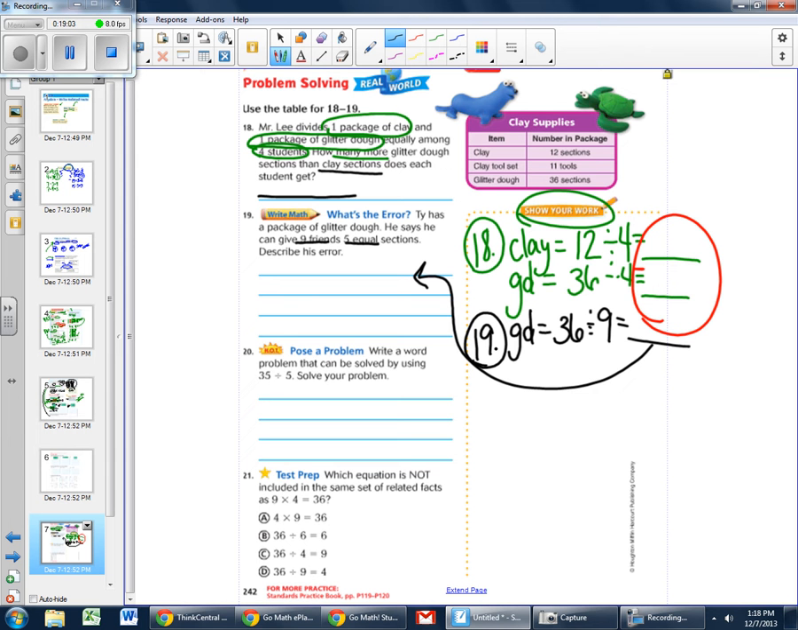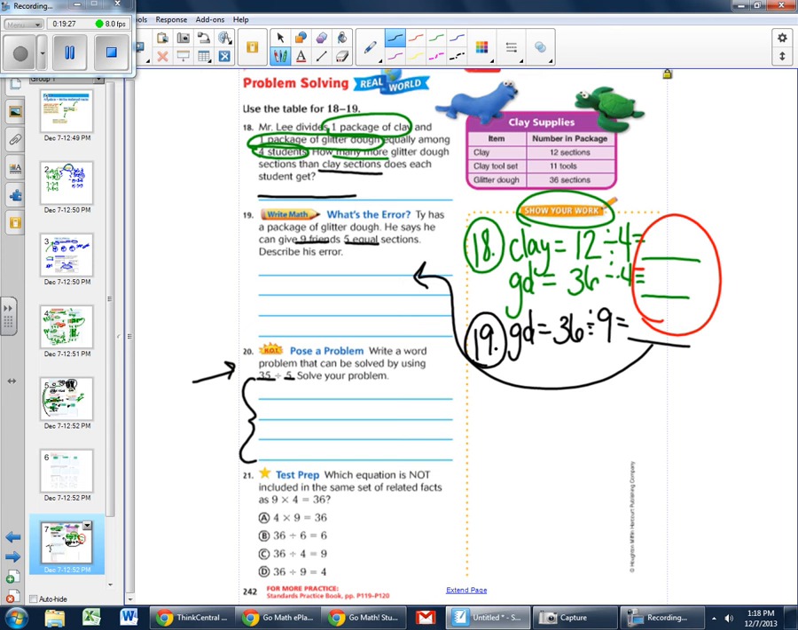Number 20. Write a story problem being solved using 35 divided by 5, and then solve your problem. So you're no longer using the table. You're coming up with your own word problem where 35 is your dividend and 5 is your divisor. So you're going to write a problem here, and then you're going to solve it.